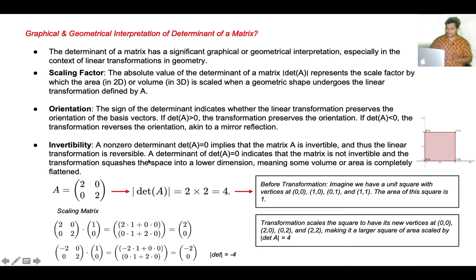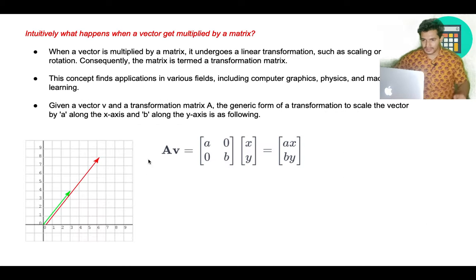So we have seen how the determinant is calculated, and secondly, what the scaling factor is. When the matrix A transforms a geometrical shape, the determinant will denote the scale factor by which this geometric shape will get scaled up, and the sign of the determinant will denote whether the orientation will be preserved or whether it can change or reverse. And invertibility basically means if the determinant is non-zero, the matrix is invertible, its inverse exists, and if the determinant is zero, the inverse doesn't exist. So we have already seen this thing, but let's revisit it.